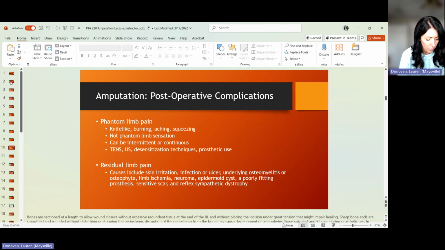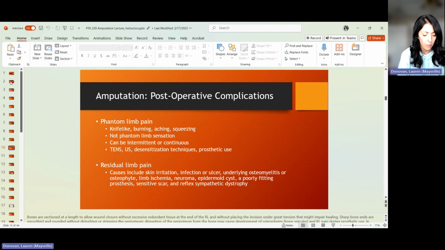I was also going to say what your textbooks talk about regarding wound closure at the end of the residual limb, or the RLs. They will place the incision under great tension. Depending on the bone, a lot of times they will go approximately 1 centimeter above that because of the increased pressure at the end of the long bones into the prosthetic socket, especially for a transtibial amputation.